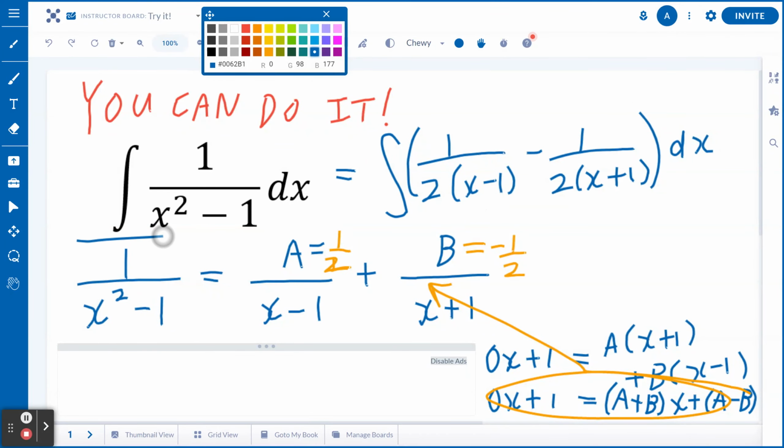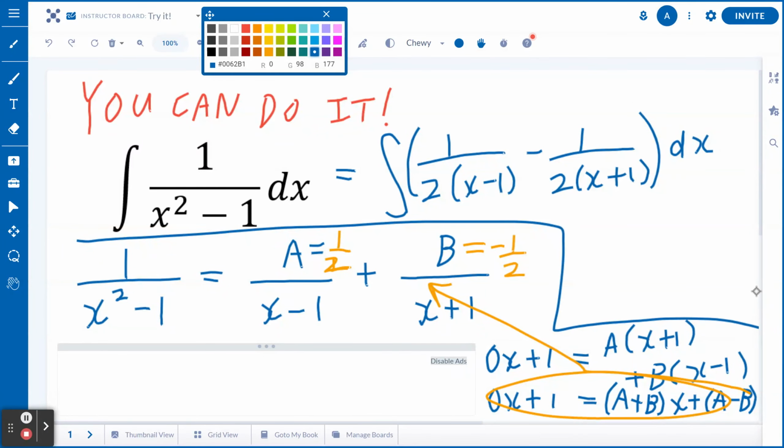Now, the difficult part is over because once you can express it with partial fractions, this equals half, which you can bring to the front. The antiderivative of 1 divided by x minus 1 is going to be ln of x minus 1. Same idea, bring the negative half to the front, times ln of x plus 1. And of course, don't forget you have to add a constant.